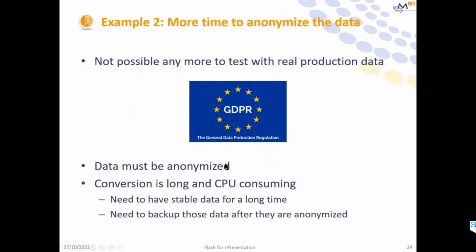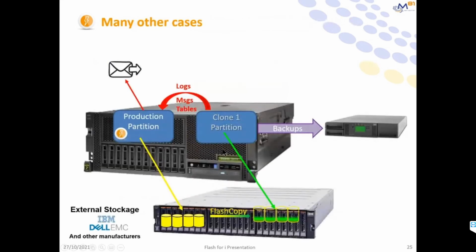Second example, GDPR. Now it's necessary to have, at least in Europe, to work on anonymized data. You cannot work on real private data for education or for development. So you have to anonymize them, but this is CPU consuming. You need to have the data stable for a while, and it's not always possible. So these are 2 examples where you can use a clone partition to do something else than backups.